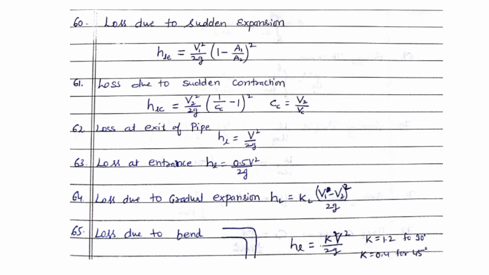Then at the exit of the pipe, loss will be hL = V²/2g. At the entrance of the pipe, the loss will be 0.5 times V²/2g. Now due to gradual expansion, the loss will be KL(V1 - V2)²/2g. And loss due to bend: if the bend is there, then the loss due to bend will be KV²/2g, and the value of K will be 1.2 if the bend is 90 degree, and if a 45 degree bend is there, then the value of K will be 0.